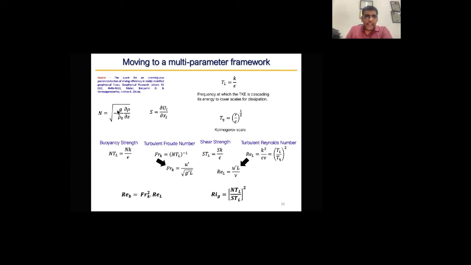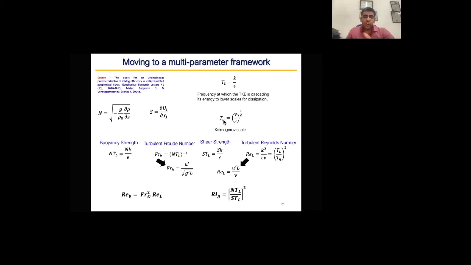So they said that let us define 4 different variables. The N is your buoyancy frequency, S is your shear. And apart from these two, we will define 2 time scales. One is the time scale at which your energy is going down to dissipation, and the next one is the Kolmogorov time scale. So this is more like an eddy kinetic energy time scale, and this is your Kolmogorov time scale.